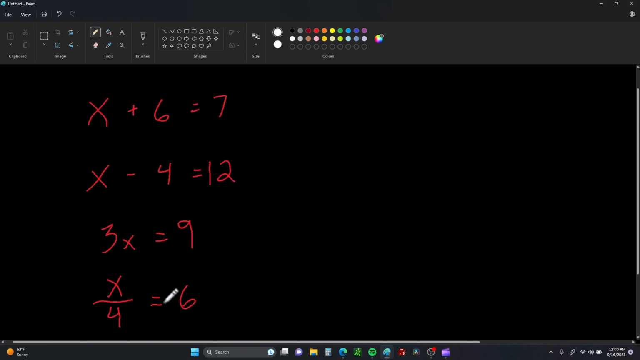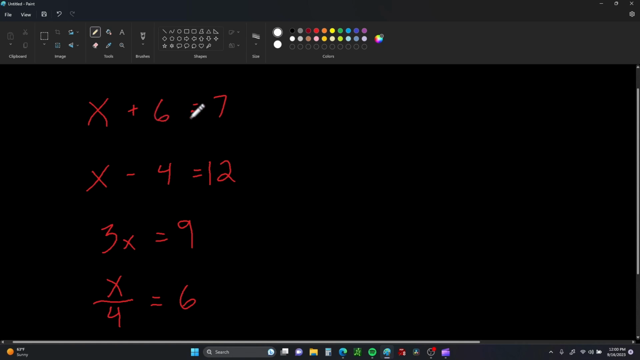So here I have 4 examples, and I have addition on this one. I'm adding 6 to x. Here I'm subtracting 4 from x. Here I'm multiplying x by 3. And here I'm dividing x by 4. So when I do these, I'm not going to do the algebra this time. I'm just going to do them super fast so that you can see how fast you're able to do them.